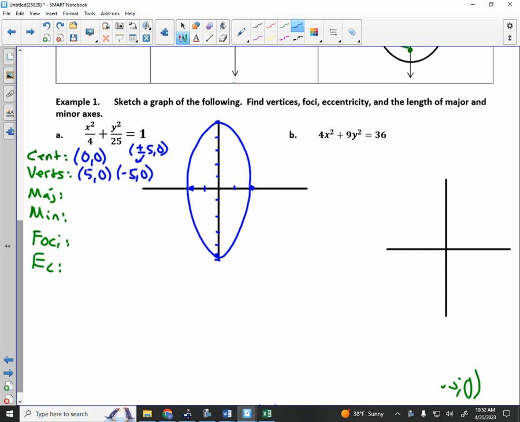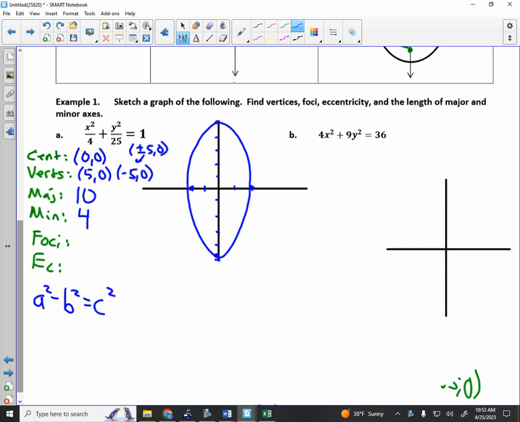You okay with that? The length of the major axis is the longest distance, which is 10. The minor axis is this distance, which is 4. In order to find the foci and the eccentricity, what value do I need to find that I don't yet have? C. And the way that we compute c is we do a squared minus b squared is c squared.